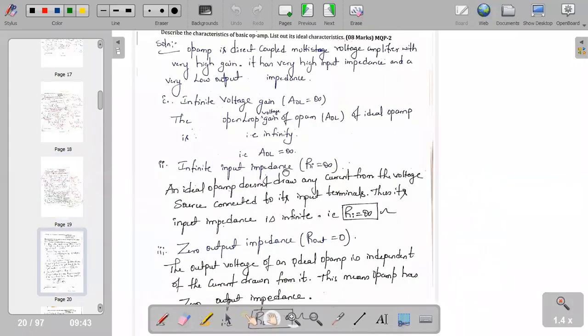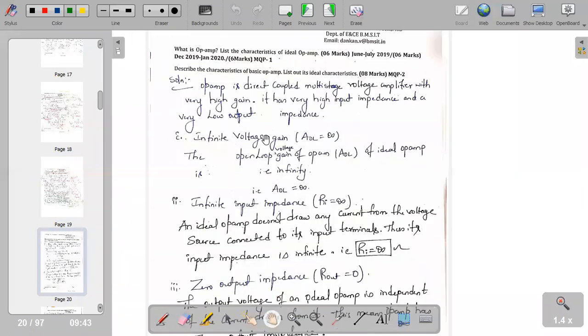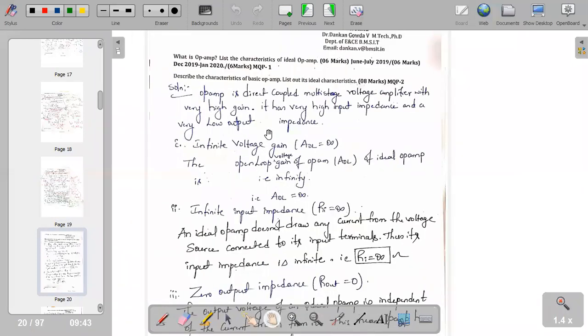Let us list the characteristics of an op-amp. We have already come across the parameters of an op-amp. Some important parameters we call characteristics, that is, the characteristics of an ideal op-amp. I have listed the values of the parameters of an op-amp for both the ideal case and practical op-amps. In examinations, they repeatedly ask this question: list the characteristics of an ideal op-amp.